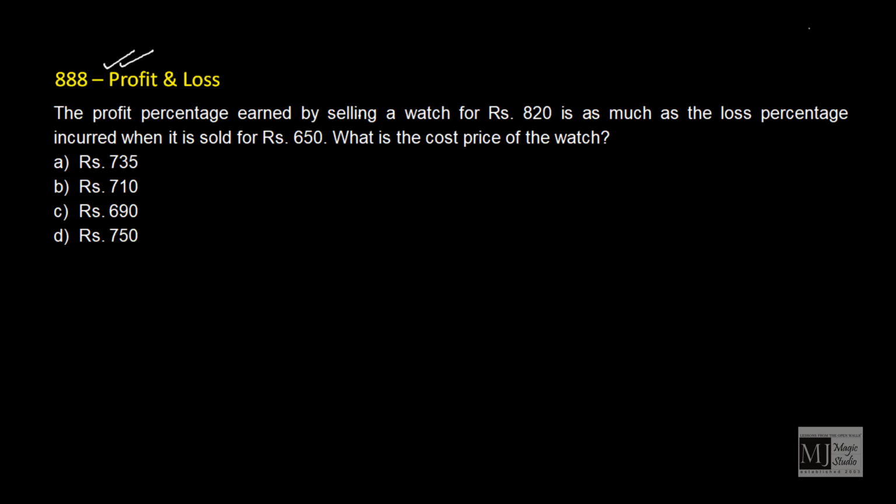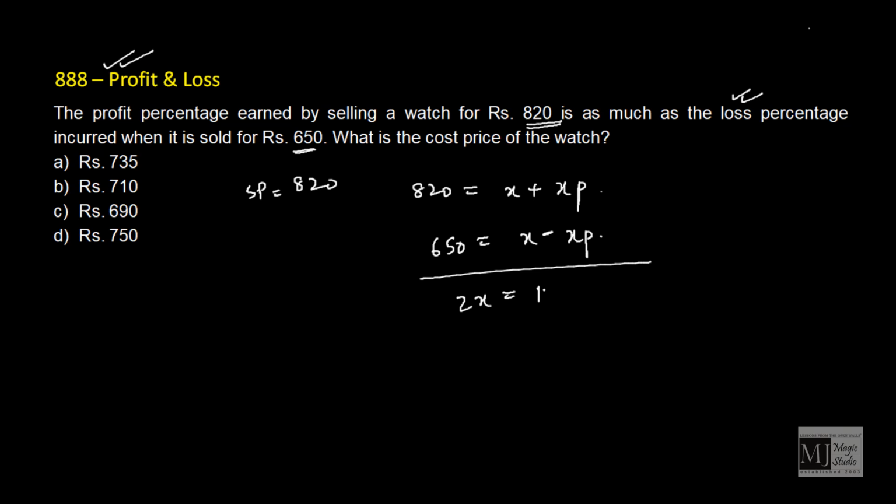The profit percentage earned by selling a watch for 820 is as much as the loss percentage incurred when it is sold for 650. Okay, so if CP is X, then 820 is X plus X into profit percentage P, and when it is sold at a loss percentage also P, then 650 is X minus X into P. If we add up, 2X is 1470, X is 735. What is the cost price of the watch? 735.